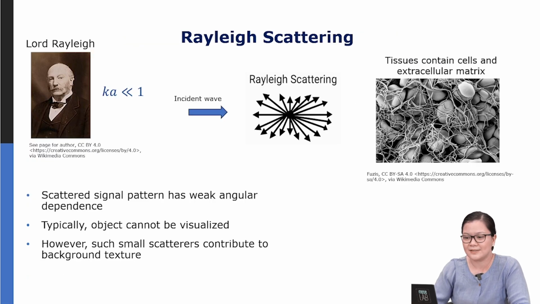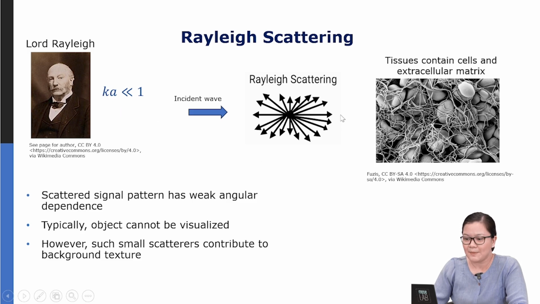Next, we discuss Rayleigh scattering. And this Rayleigh scattering phenomenon was actually derived by Lord Rayleigh, who we have previously discussed. He had published a book on the theory of sound in the late 1800s. So in this case, the scatterers or the objects are considered much smaller than the ultrasound wavelength. So in terms of Ka, it would be much smaller than 1.